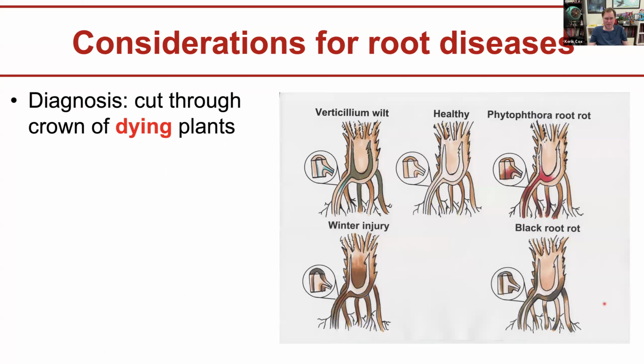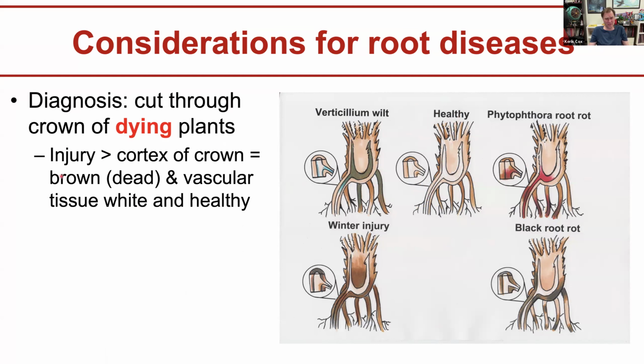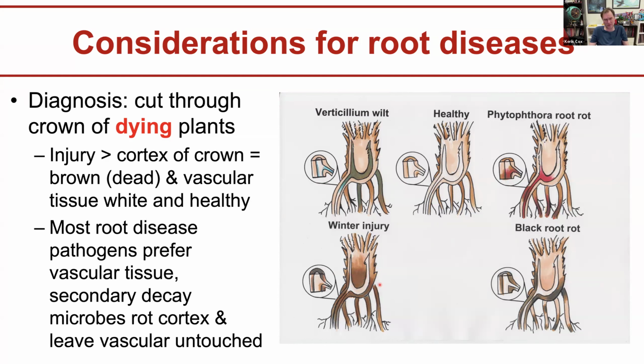In the case of strawberries, I like to cut through the crown of the dying plant. This is sort of, as you imagine, a bare root plant, and you'll just want to cut down the length of it into the different roots. If you see inside, if it's injury, the cortex of the crown will become brown and the vascular tissue is sort of white. This would be more of a winter injury, and it can be localized right there if the middle kind of freezes. If the vascular tissue looks white, as in here, and the rest of the strawberry looks brown and necrotic, it's probably just a winter injury.